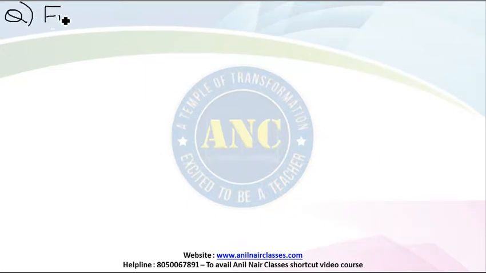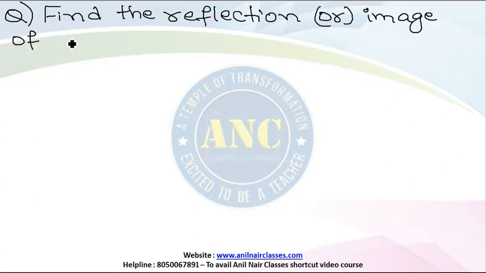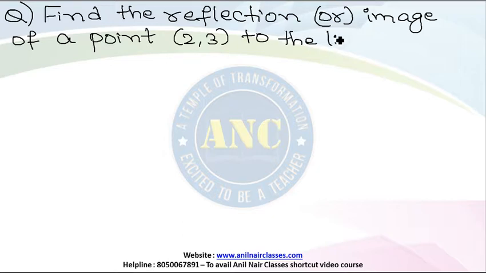Your question is, this is a very easy question. Find the reflection or image. In the examination they will mention only one terminology, not both; I am just writing both for your understanding. Find the reflection or image of the point (2, 3) with respect to the line x + y - 11 = 0.